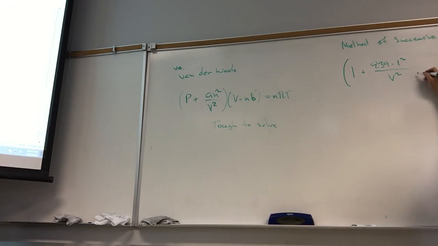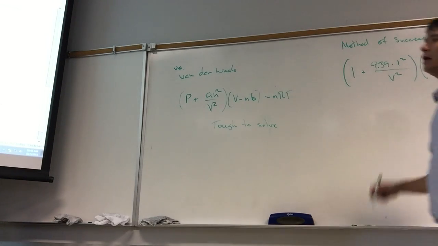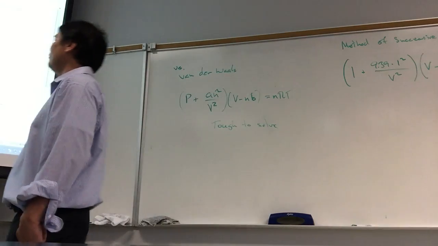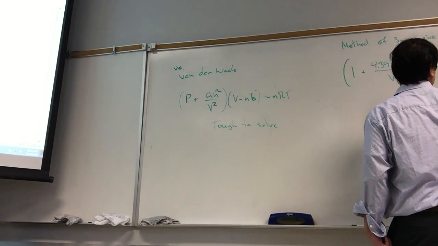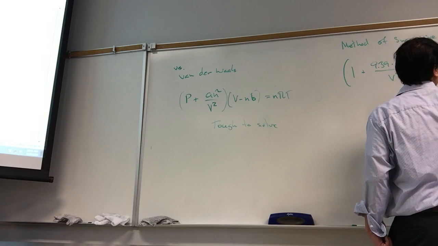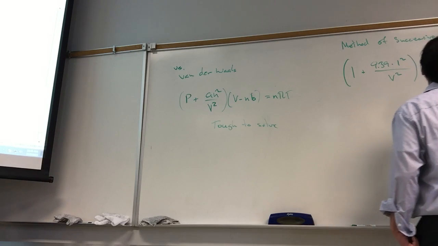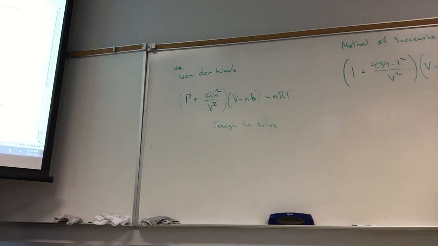So we have V squared here. All right. V, which is our unknown, minus N. N is just 1. B, we get off the table here. B is 0.0905. So 1 times 0.0905 is equal to nRT.